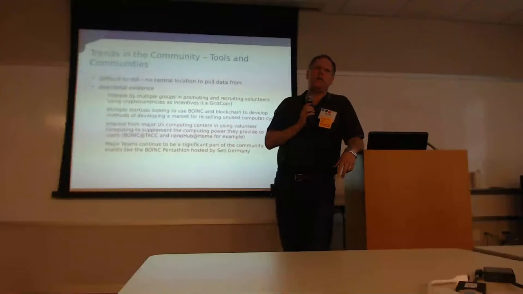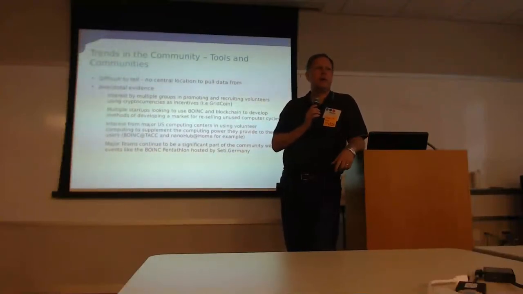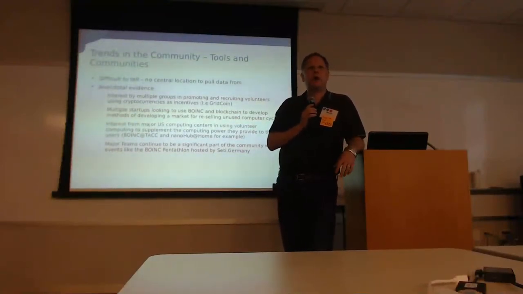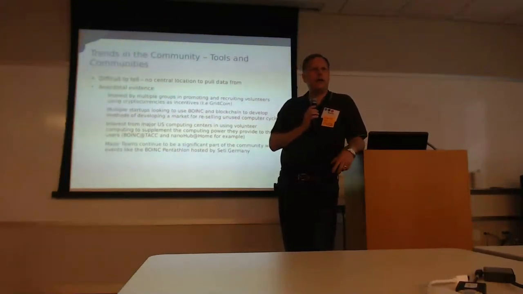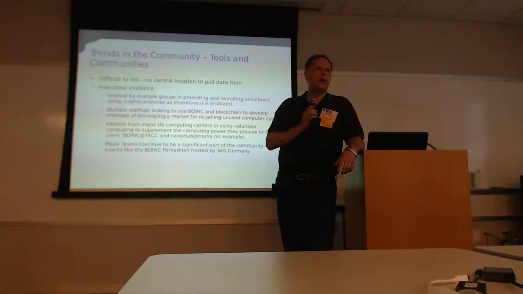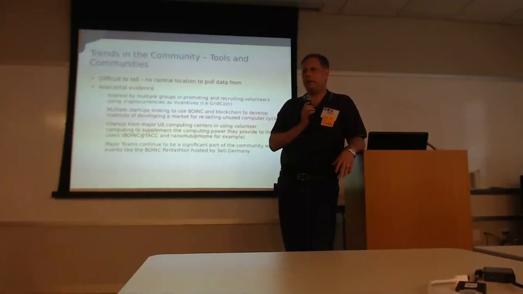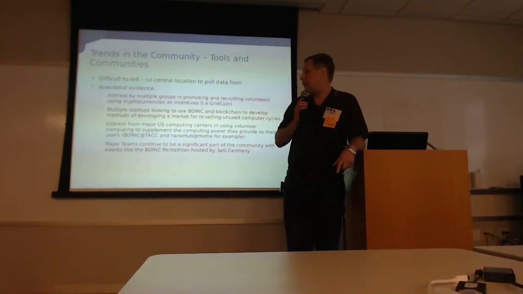We've also seen an interesting phenomenon where some of the major US computing centers have more need for computing power than they have capacity to deliver. So they've been looking at BOINC. TACC, the Texas Advanced Computing Center in Texas, has set up a project to allow their researchers to send jobs out onto a grid in order to meet the needs of their constituents. And then NanoHub is doing something similar, and I think Stephen Clark will be presenting on that later today.